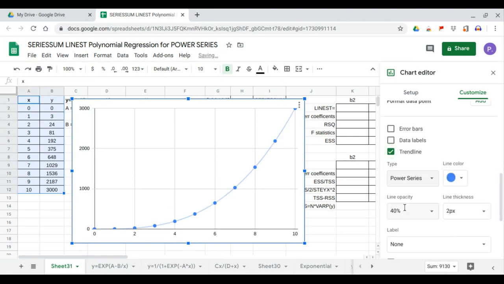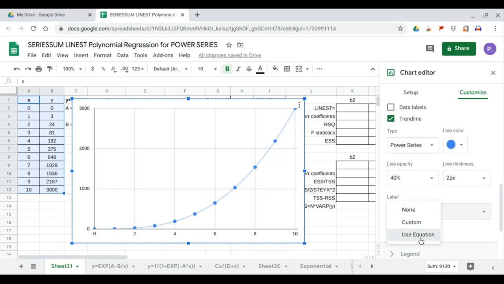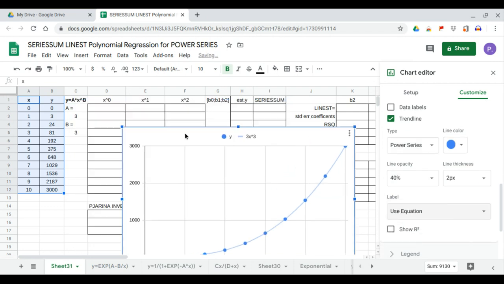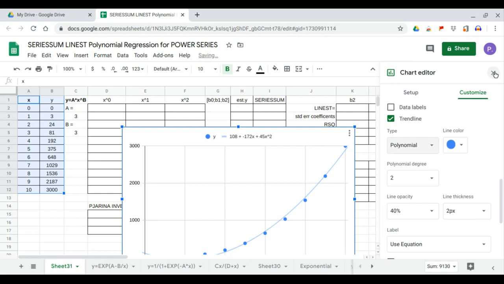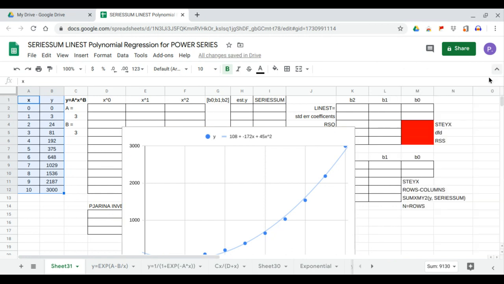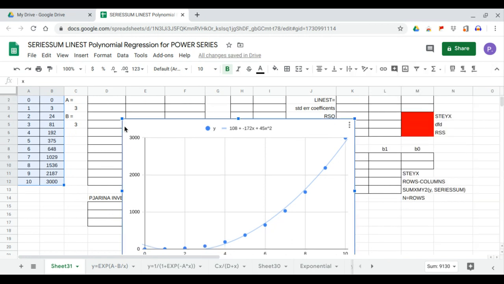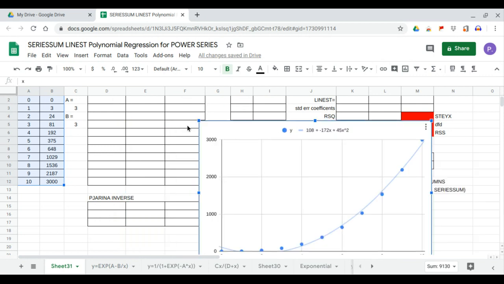So we have power series, and this is our equation. It confirms that our equation for this trend line is y equals 3 times x to the power 3. Our value for A is 3, and the value for B is 3. But we will use the polynomial, and we'll calculate the coefficients of the polynomial equation.